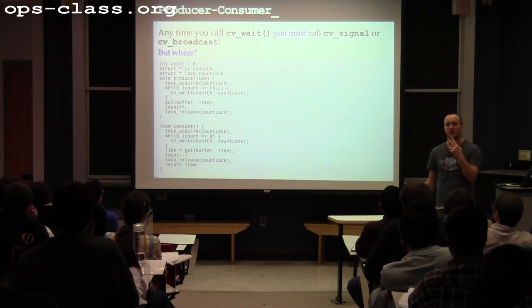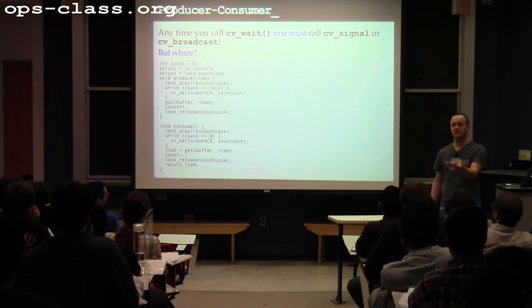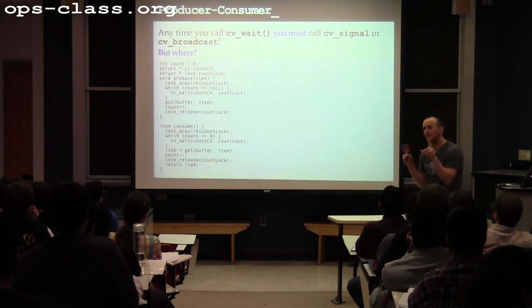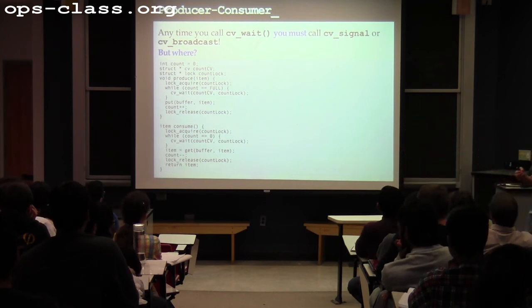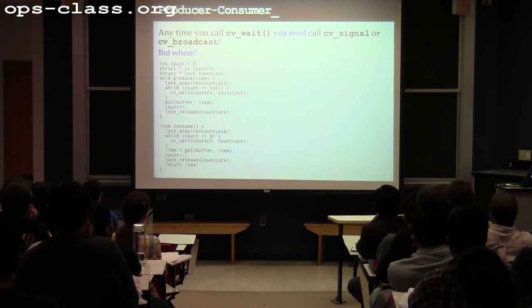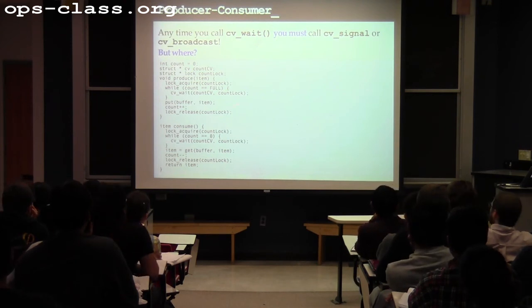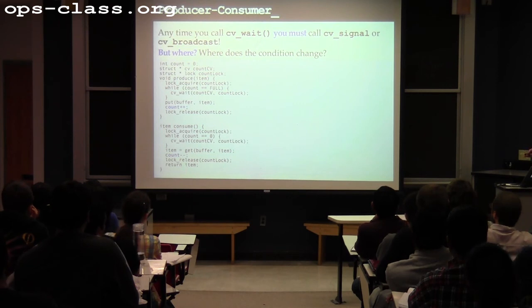Well, but think about it, right? What expresses the condition here? The variable that's holding the condition is what? The condition is expressed on what variable, right? Count, right? So anytime I change the condition, I need to make sure that I send the signal, right?